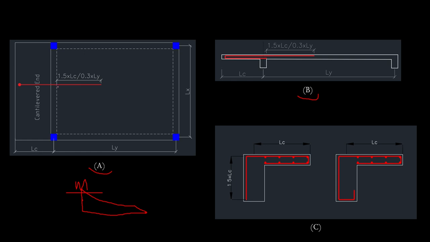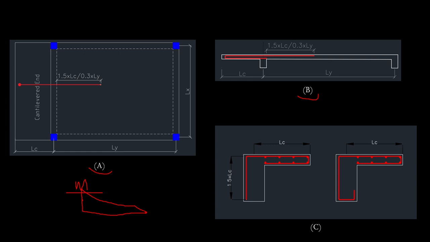Then this reinforcement is now extended into the adjacent slab when the cantilever slab is continuous. So it's extended into the adjacent slab by 1.5 multiplied by the length of the cantilever slab, I hope you get, or 0.3 multiplied by Ly.